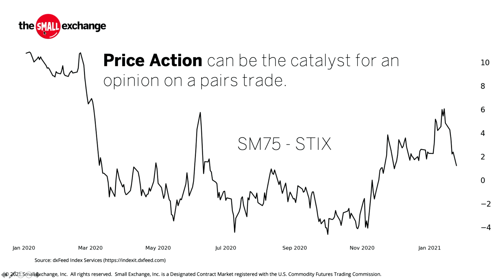And you can see that SM75 has been as much as $10 on top of sticks, and it's been as little as $4 under sticks. Hopefully that gives you a second to grasp all of that by looking at that y-axis and seeing that one subtracted from the other is merely the difference between these two contracts.